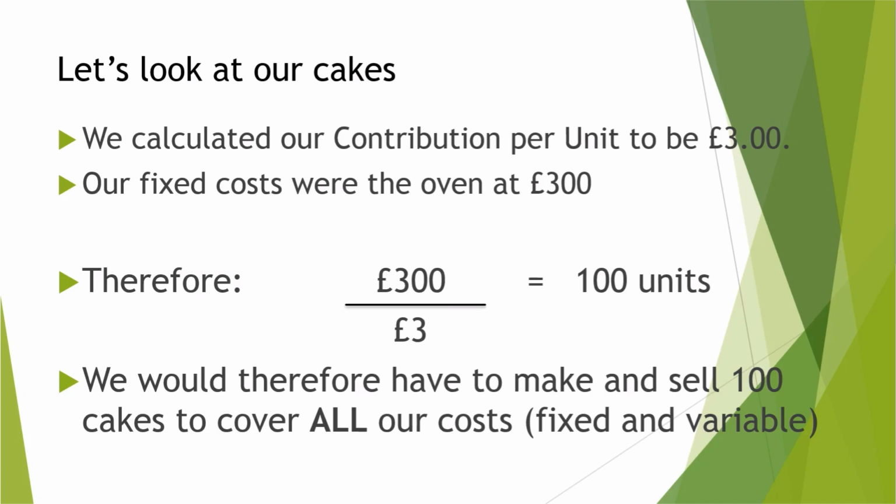Let's look at calculating our break even point for our cakes. We calculated our contribution per unit to be £3, which was the £5 selling price minus the £2 variable costs. Our fixed costs were the oven at £300. Therefore, our calculation is our fixed cost, £300, divided by our contribution per unit, £3, which would equal 100 units. We would therefore have to make and sell 100 cakes to cover all our costs. That would include fixed and variable.